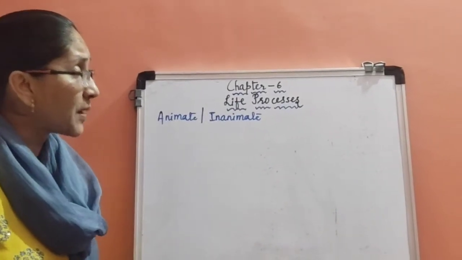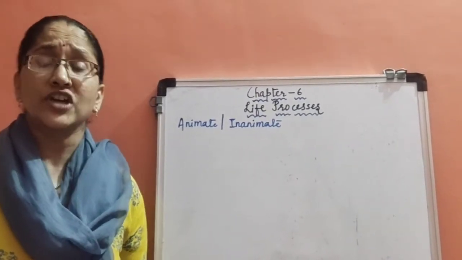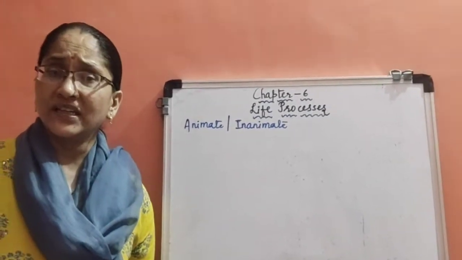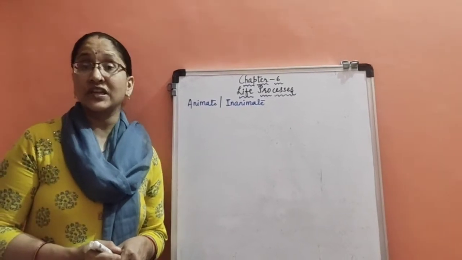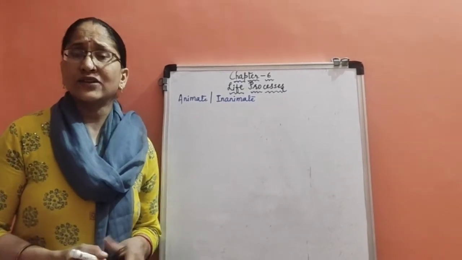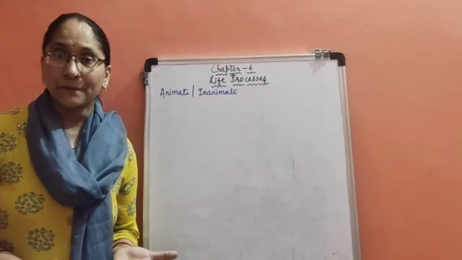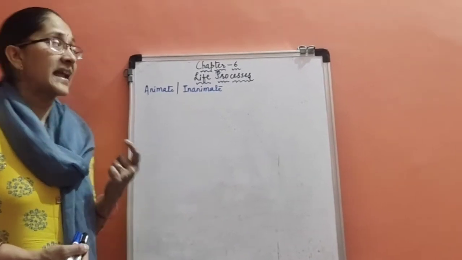Now when I talk about inanimate entities in nature, the ones which are non-living, they do not exhibit movement, they are non-motile in nature, they do not carry out metabolic activities, and they do not have a specific lifespan. That's the basic difference between animate and inanimate entities.